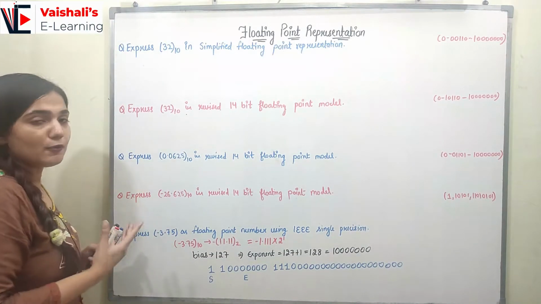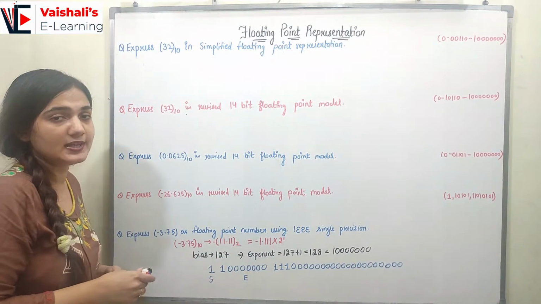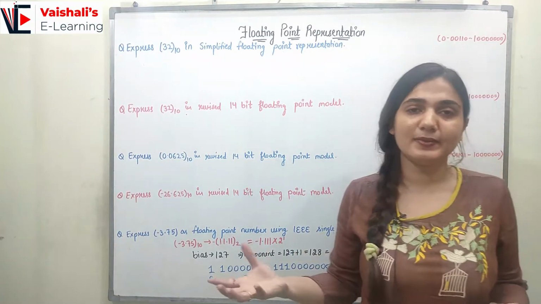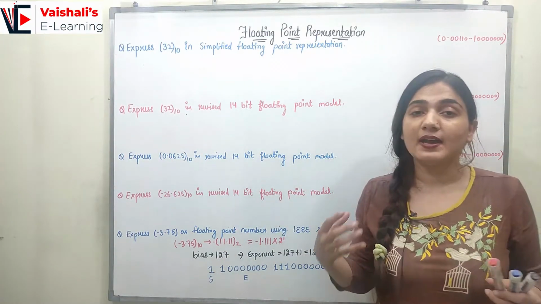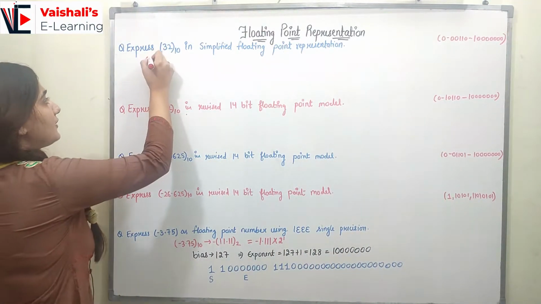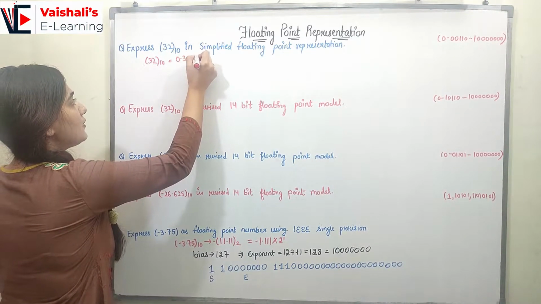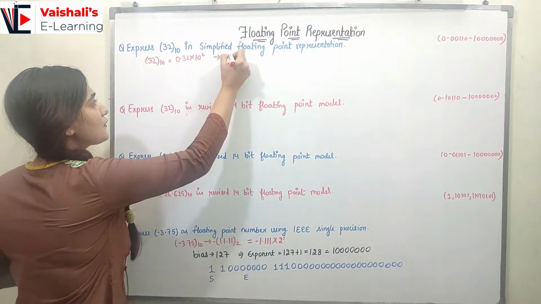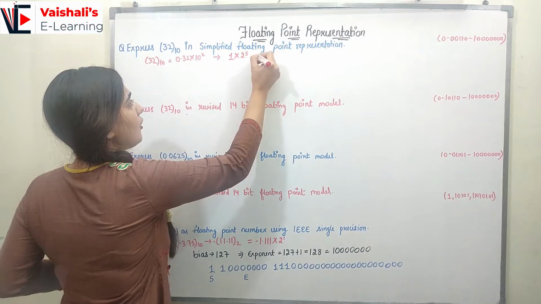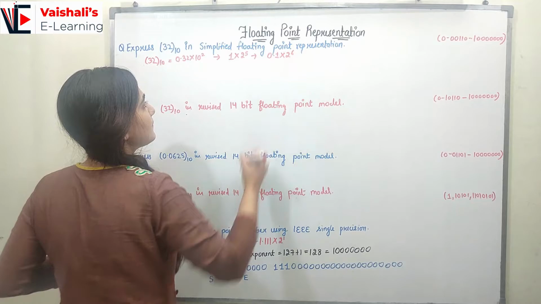So now the first question states: express 32 base 10 in the simplified floating point representation. Now I told you in the floating point representation I can represent any decimal number in the powers of 10 and any binary number in the powers of 2. So now here I have 32. 32 can be represented as 0.32 into 10 raised to power 2, and it can also be represented as 1 into 2 raised to power 5, or if I have to represent it as 0.1, I will have 2 raised to power 6.